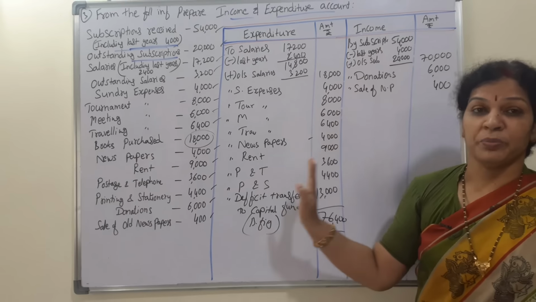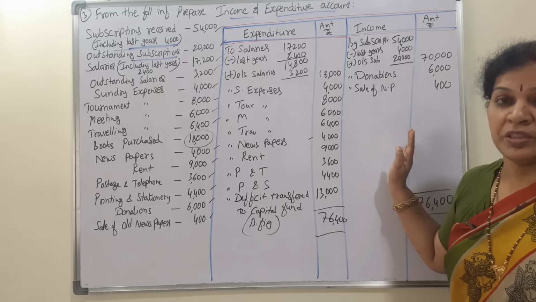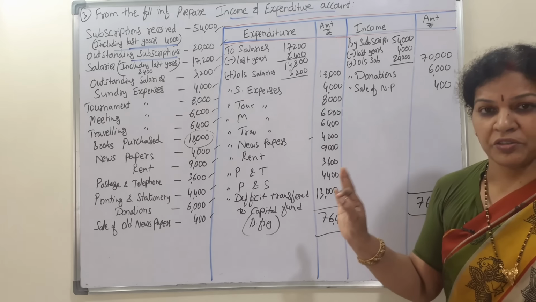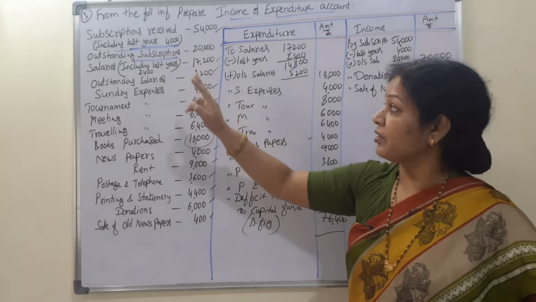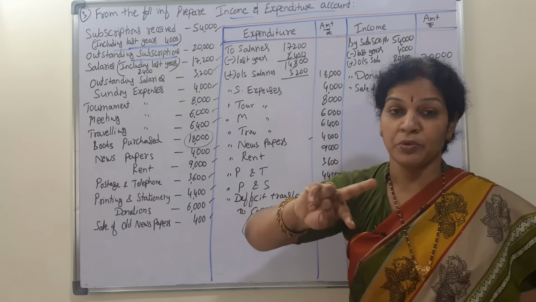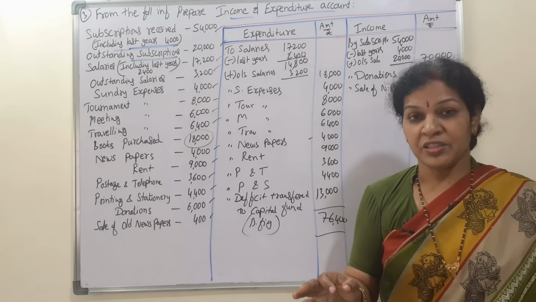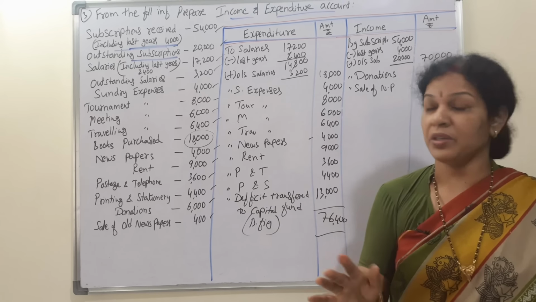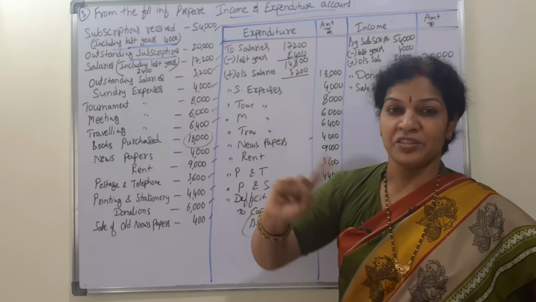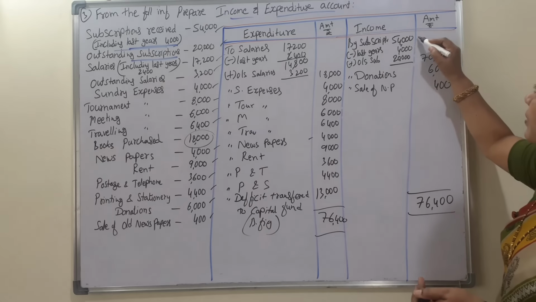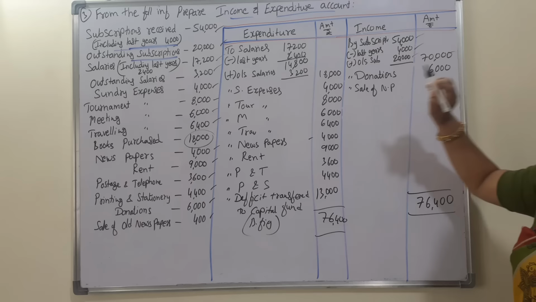So in the income and expenditure account, what do we write? All the expenses and losses on the debit side, incomes and gains on the credit side. Each and every transaction we have to be very careful. Adjustments, especially subscriptions and salaries. We take only the current year. Last year, next year, we don't want. Subscriptions are given as 54,000 including last year. Last year we don't want, so we have deducted. Next, outstanding receivable 20,000 added, so 70,000 we are getting.